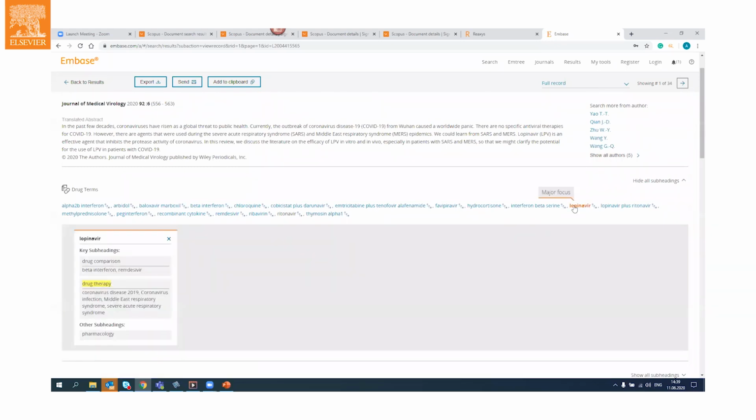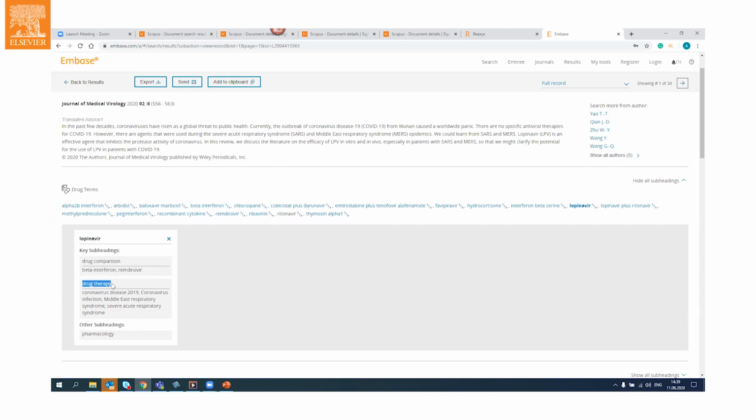The drugs and diseases terms sometimes are clickable. So for example, you can click on the drug term lopinavir, and you will see subheadings. These are additional terms which explain what exactly is discussed in the article. From this description, we see that in this article, lopinavir has the subheading drug comparison, and we see details about it. So in this article, lopinavir was compared with beta interferon, and lopinavir was compared with remdesivir.